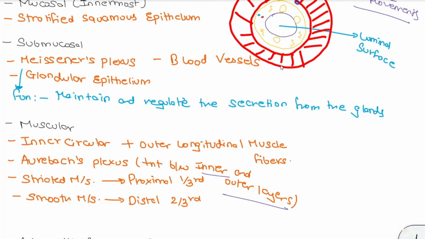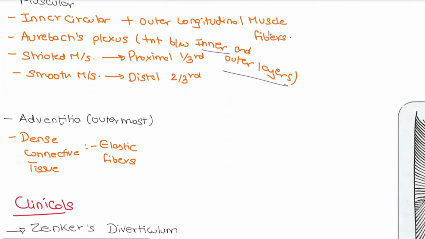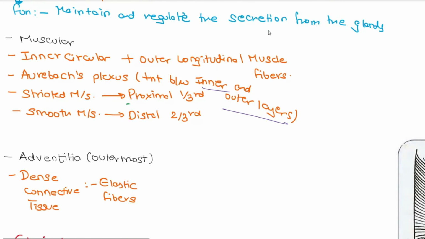So, just to remind you, the plexus is nothing but the network of neurons which is responsible for maintaining the functions of the structures. So, the mucinous plexus is responsible for maintaining and regulating the secretion from the glands as well as the electrolyte balance and the water balance, and the Auerbach plexus is responsible for the peristaltic movements. Now, the striated muscles are located in the proximal one third, whereas in the distal two third we have the presence of the smooth muscles in case of the esophagus.